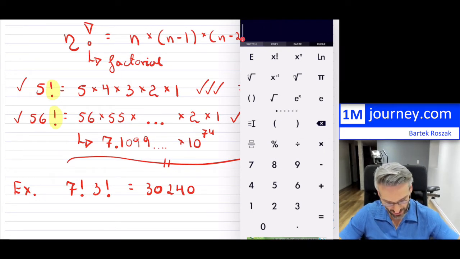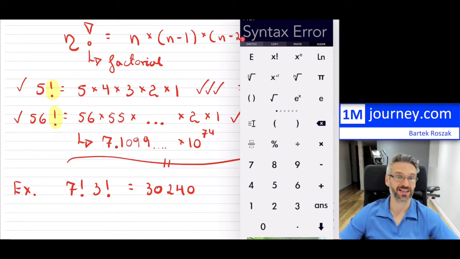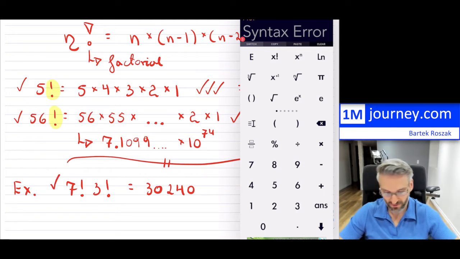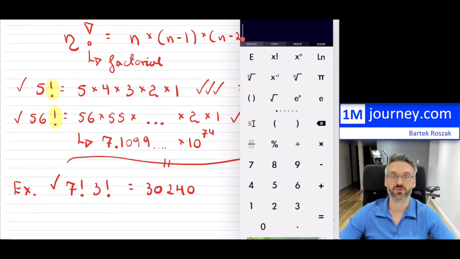Now, I don't know, if you put in 7 factorial, and then without the multiplication, you put 3 factorial, okay? You'll notice that you might get something like this, which is a syntax error, because the calculator may not know. So we may write it like this, but still put in that multiplication in there just in case. It will depend on which calculators you're using.